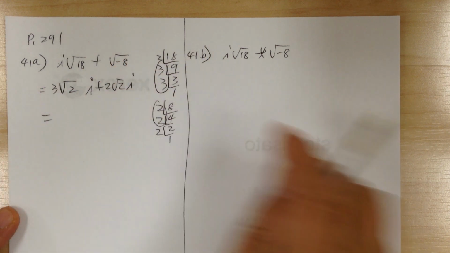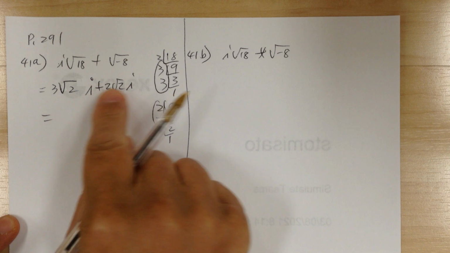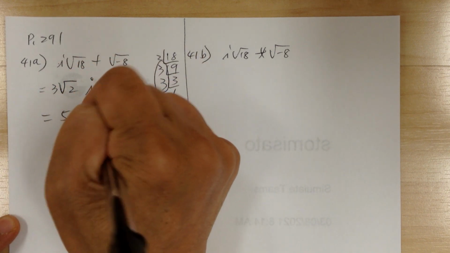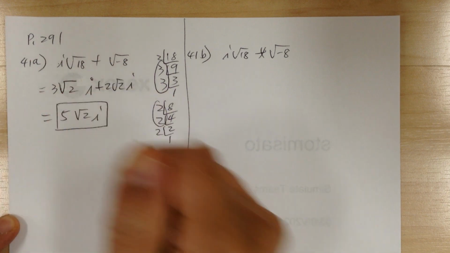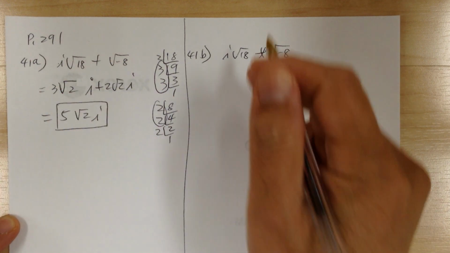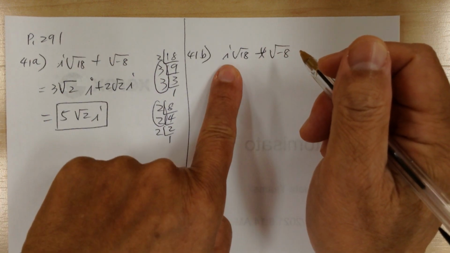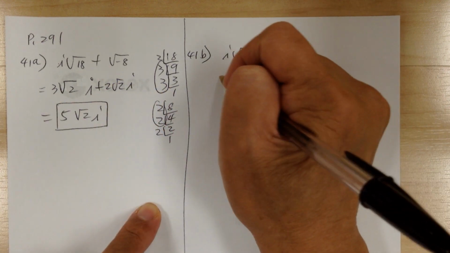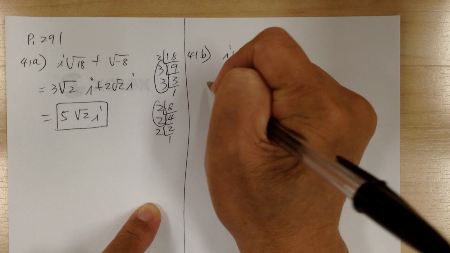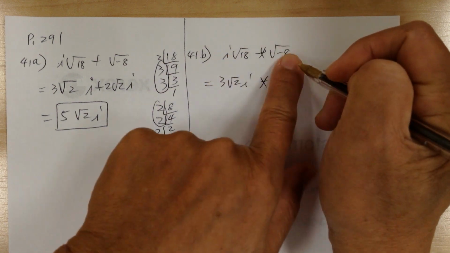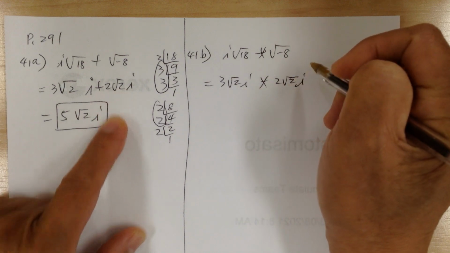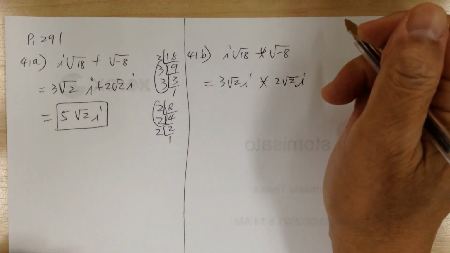Okay, so now I can think of it like a variable. So you got 3x plus 2x will give you 5x. Right? It would be 5 square root of 2i. Okay. Now let's do this one over here. So from 18, from here we know that 18 is 3 square root of 2. So this is 3 square root of 2i times, and this one from here is going to be 2 square root of 2i. Right? Again, one is addition, one is multiplication.